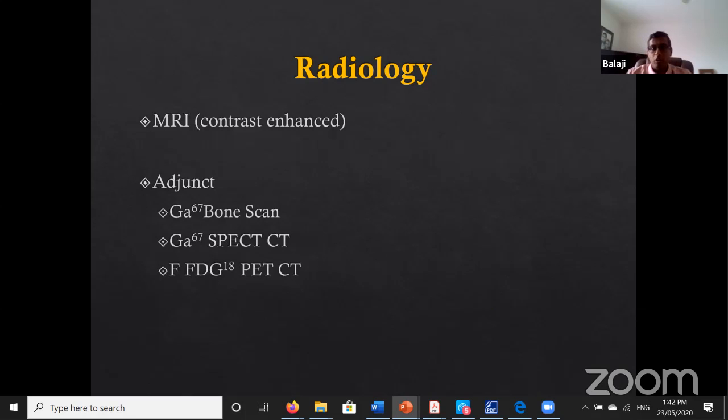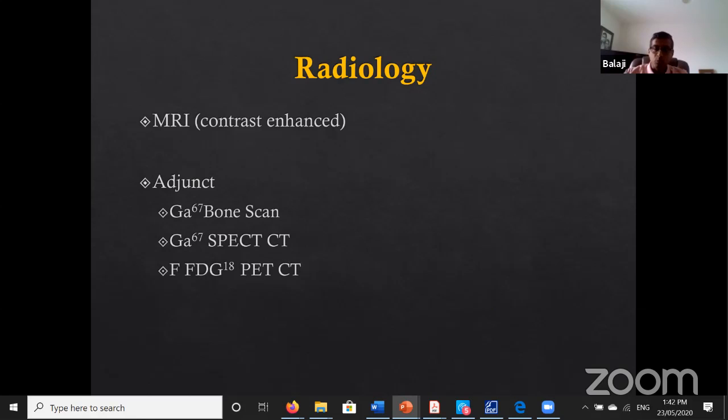As far as the radiology investigations are concerned, the MRI is the most commonly used one, and you should always have a contrast enhanced MRI to help you with the diagnosis. Adjunct investigations like gallium bone scan or a gallium SPECT CT can be used. The more commonly used one is an FDG18 PET CT scan. The FDG18 PET CT scan has been shown to be more sensitive and specific, especially in the early stages of the disease, like within the first 2 weeks.